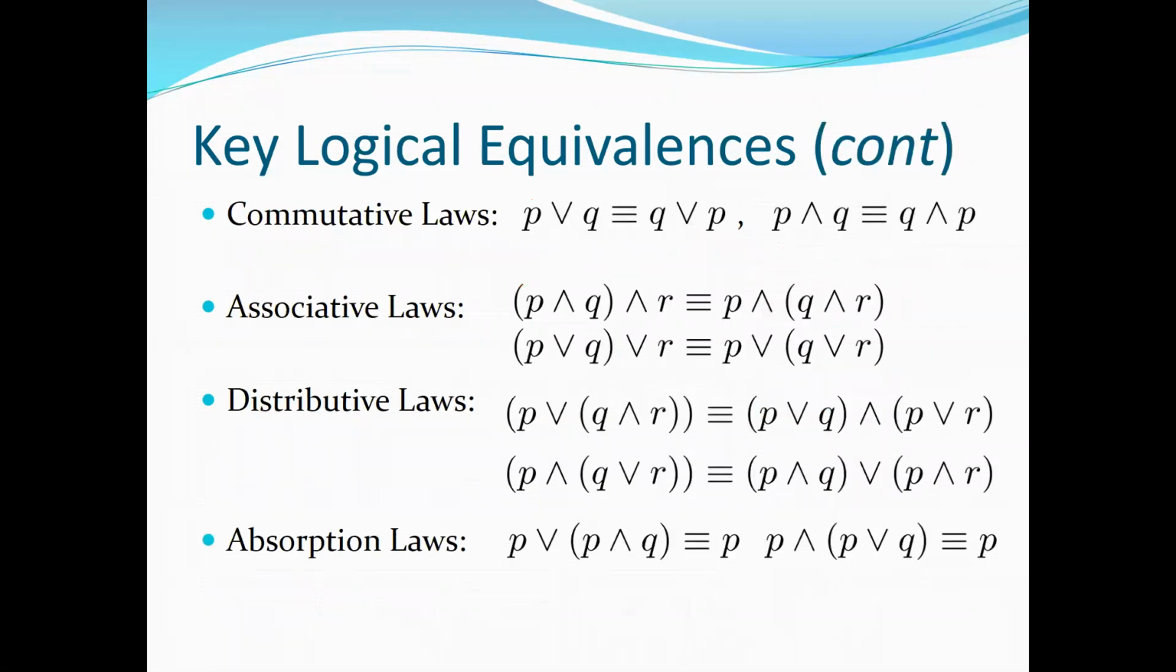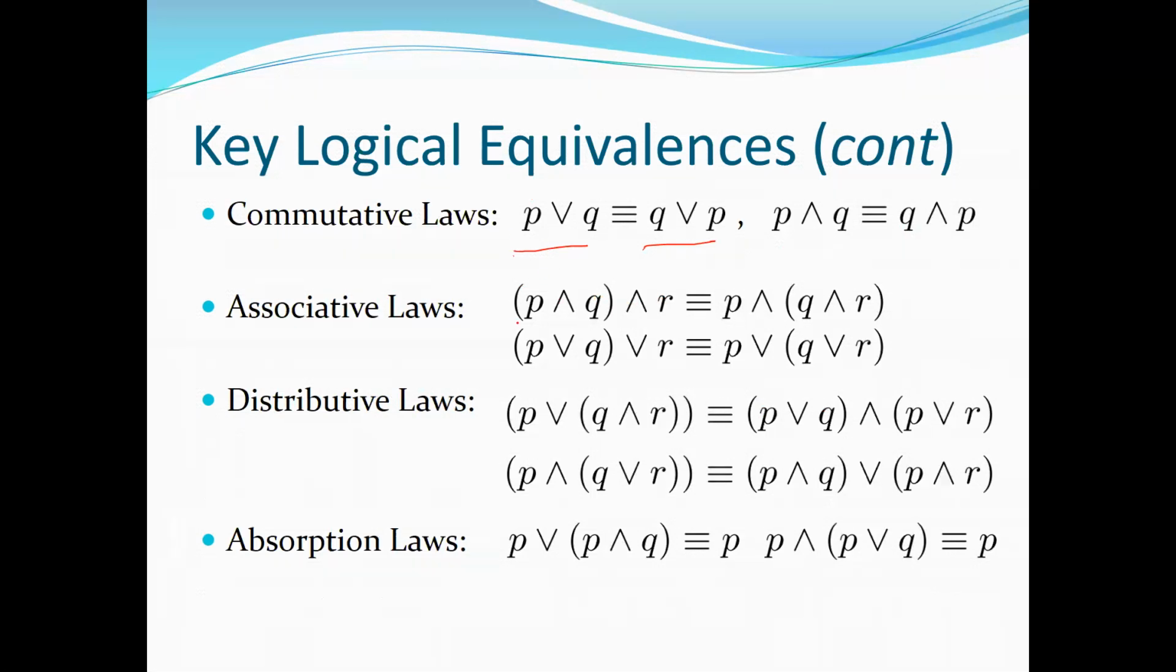Commutative law. The commutative law says if you have P or Q, this is equivalent to Q or P. The order does not matter here. If you take P or Q and Q or P, they are equivalent. Similarly, if you take P and Q and Q and P, they are the same. They will result in the same value, right? So they are equivalent. That is the commutative law.